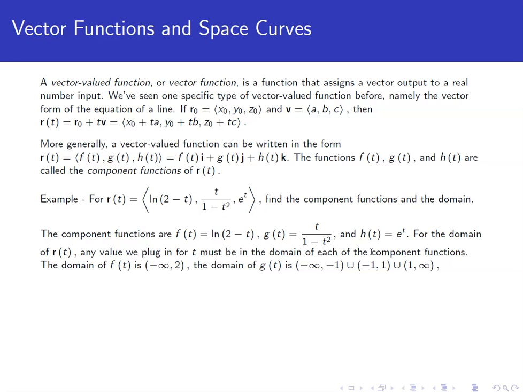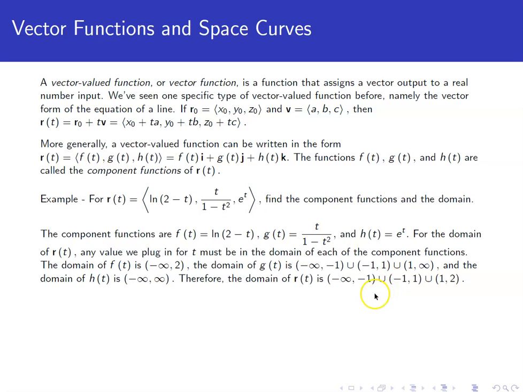For g of t, we notice that we cannot have a 0 in the denominator. So namely, t cannot be either negative 1 or 1. So our domain is the union of the intervals negative infinity to negative 1, negative 1 to 1, and 1 to infinity. And of course, all of those intervals are open. And then the domain for h of t is all real numbers because there's not any domain issues with plugging things into the exponential function.